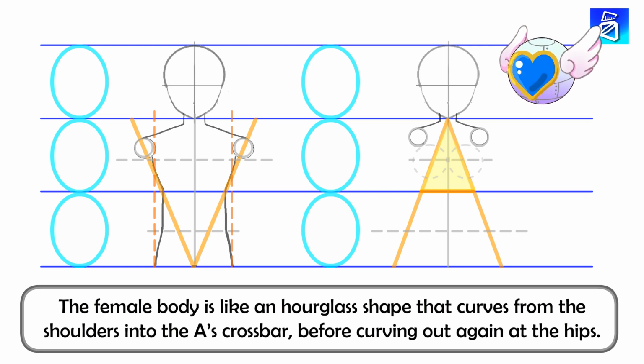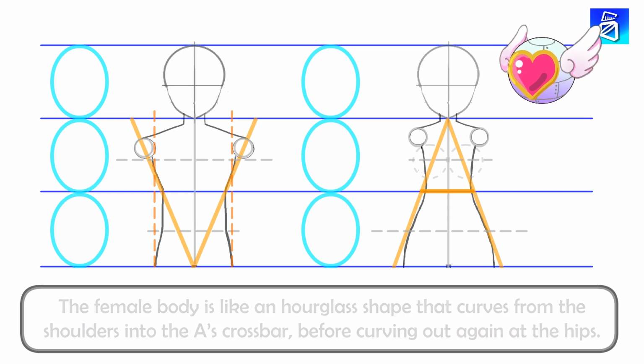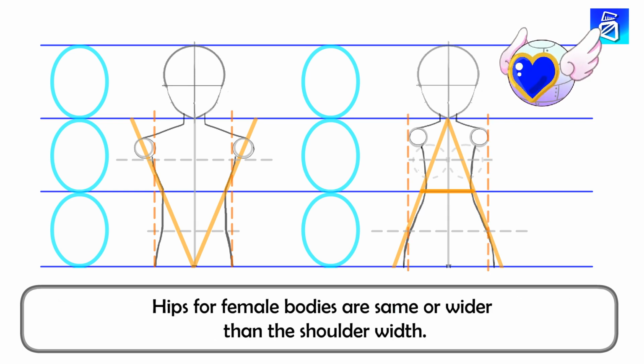The female body is like an hourglass shape that curves from the shoulders into the A's crossbar before curving out again at the hips. Hips for female bodies are the same or wider than the shoulder width.